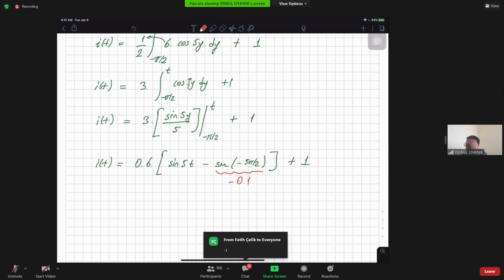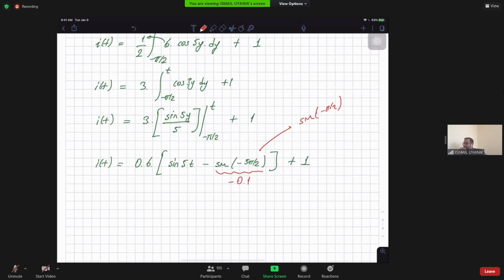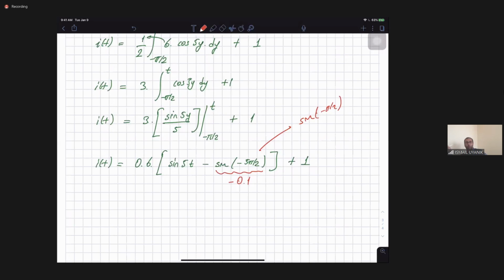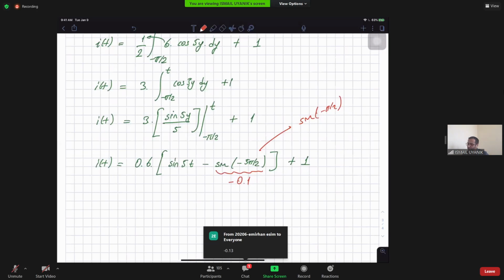Let me calculate. So this is 5 pi over 2. Sine is periodic over 2 pi, so this is equivalent to sine of minus pi over 2, right? So sine is 0 at 0. At positive pi over 2, it's 1. So that should be minus 1, I believe, instead of minus 0.1. Can you double check this? I don't know who said this, but that would be great if you can double check. What I think is this should be equal to minus 1 instead of minus 0.1.